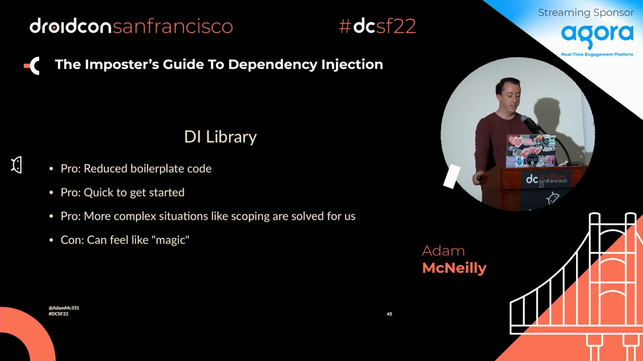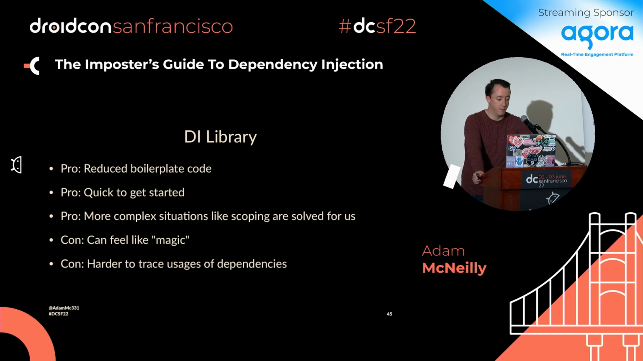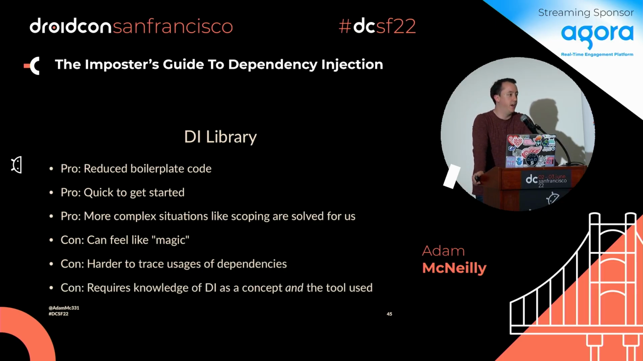But a drawback of this is it can feel like magic, and it's harder to trace usage of dependencies. And beyond understanding dependency injection itself, it also means I need to know the tool used. So it's not just that I need to understand scoping, I need to understand how Hilt does scoping.